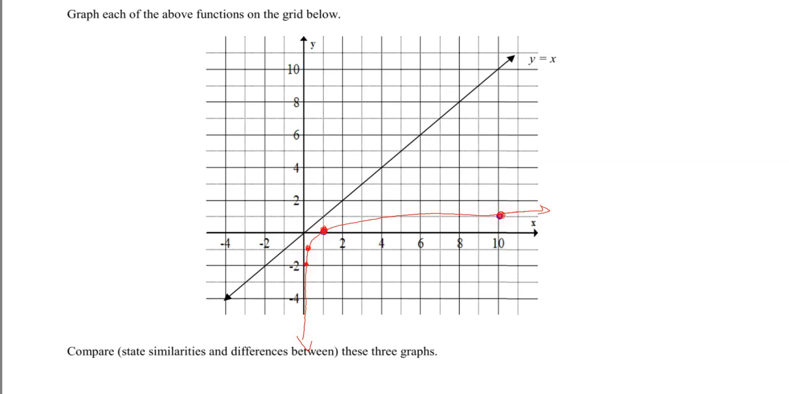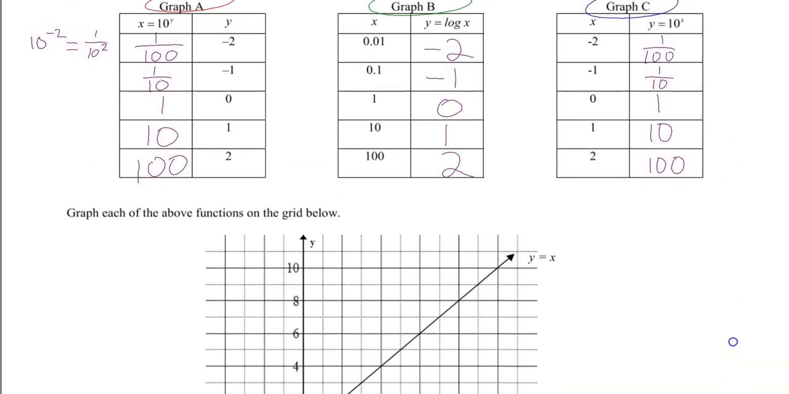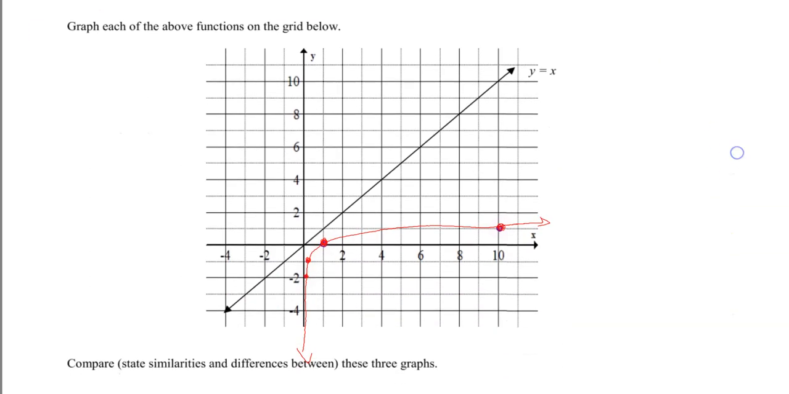So if you think about it, 1/1000th would be -3. 1/10,000th would be -4. So what is this graph? This is x is equal to 10 to the y. This is the graph x is equal to 10 to the power y.